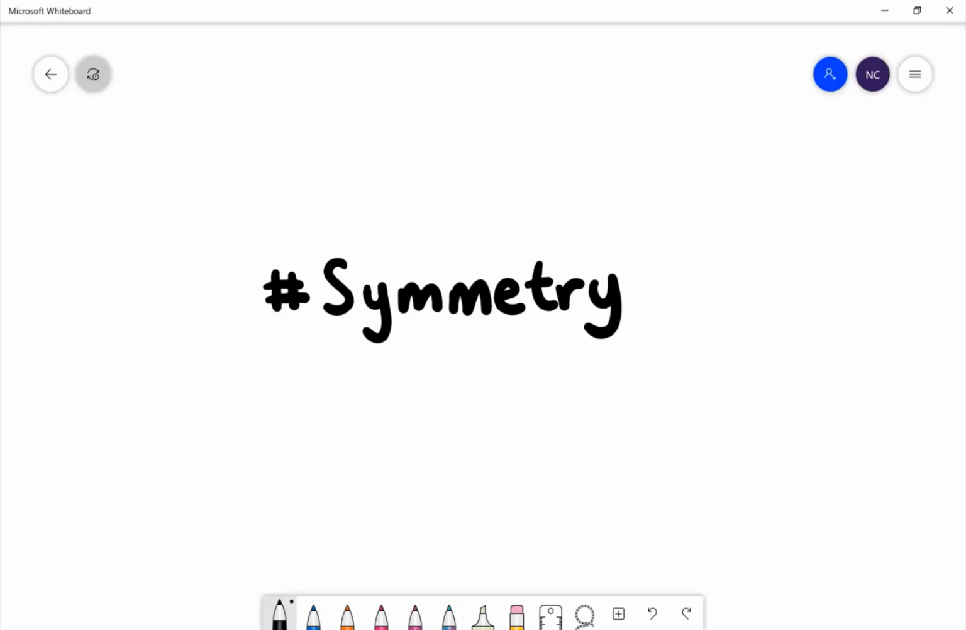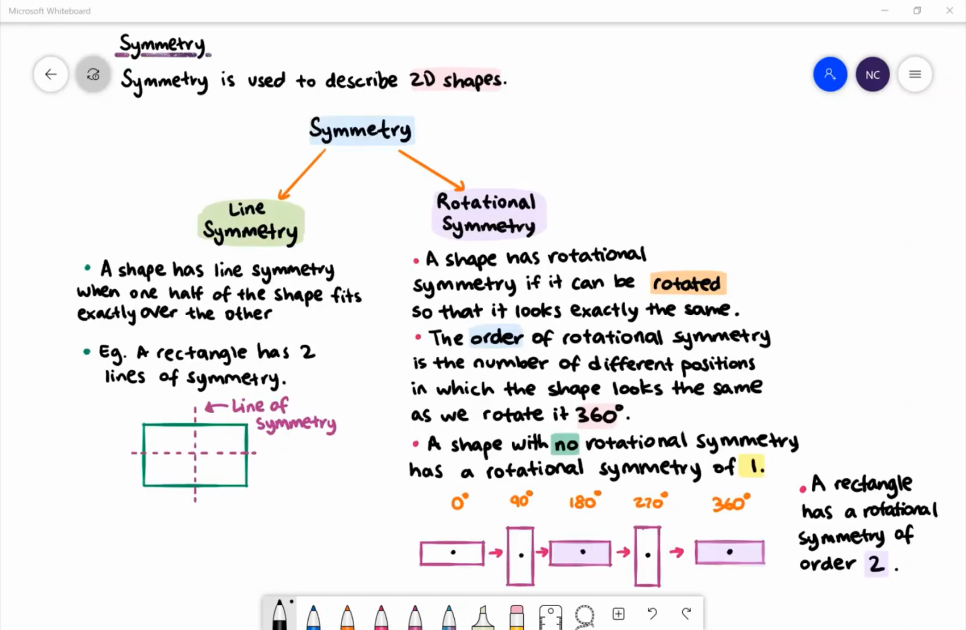Hi there, today we're going to be learning about symmetry. Symmetry is used to describe 2D shapes. There is line symmetry and rotational symmetry. Let's take a look at line symmetry.